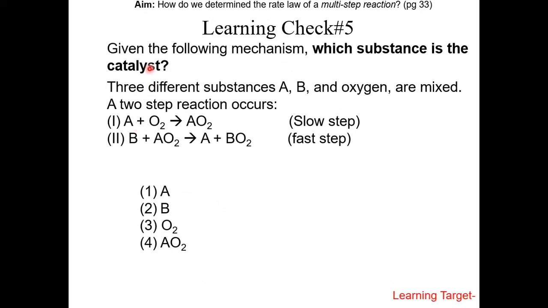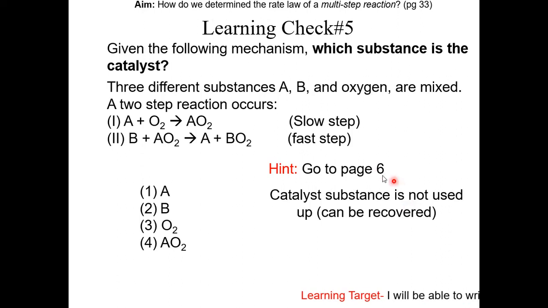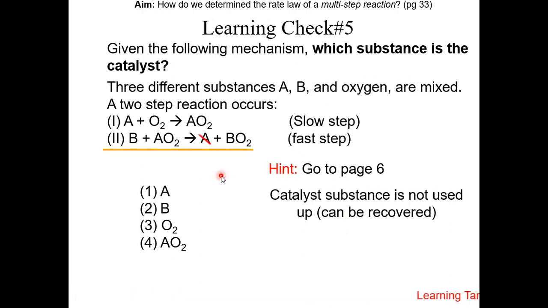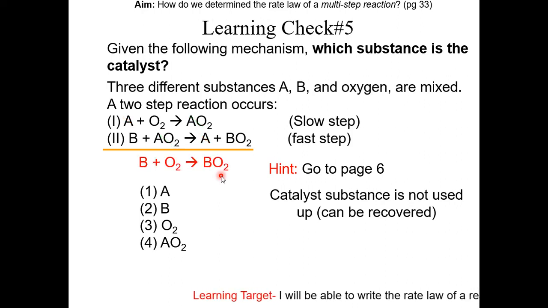Learning check number 5. Given the following mechanism, which substance is the catalyst? Pause the video, resume when completed. If you recall from page 6, a catalyst is not used up and can be recovered in the reaction. If we combine step 1 and step 2 to get the overall reaction, we can see that A was added in the beginning, was used up during the reaction, but was recovered at the end. Therefore, A is the catalyst in this reaction.